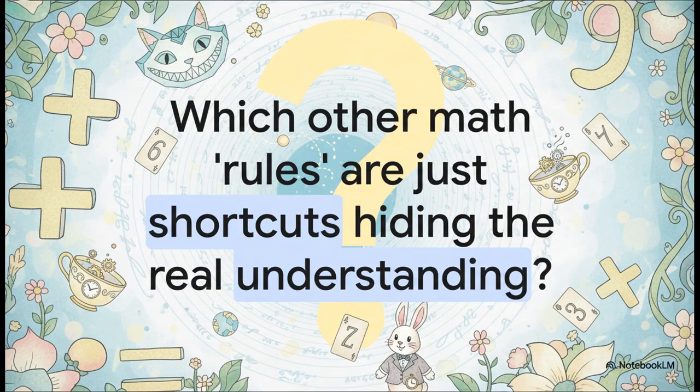And that really makes you think, doesn't it? This whole "of means times" thing is just one example of a shortcut that can actually end up being a roadblock. It really makes you wonder, what other little rules, what other so-called tricks did we all learn in school that are actually getting in the way of seeing the beautiful, connected, bigger picture of math?